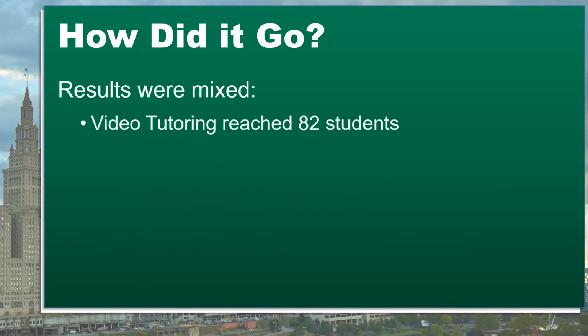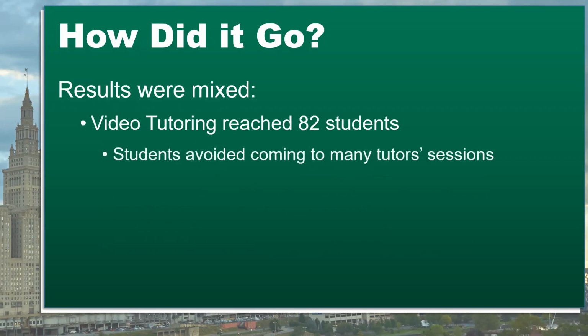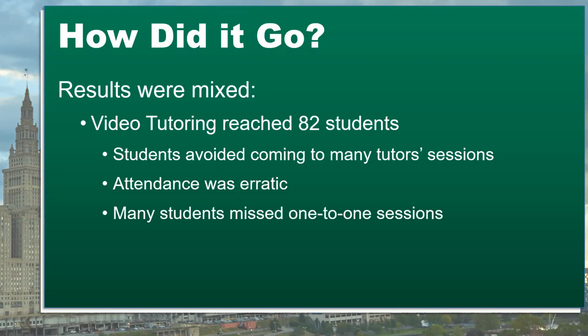On the video tutoring side, we reached 82 students. At first, we noticed a decent amount of interest, but pretty quickly it became obvious that students were avoiding coming to certain tutors' sessions. They liked coming to some tutor sessions more than others, and the attendance was not nearly as consistent as the teletutoring was. It was very erratic. Even when we would go out of our way to schedule one-on-one sessions between a student and a tutor, there were many times where students missed those sessions.